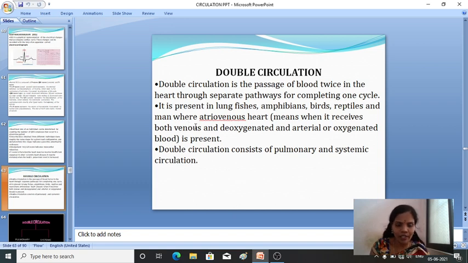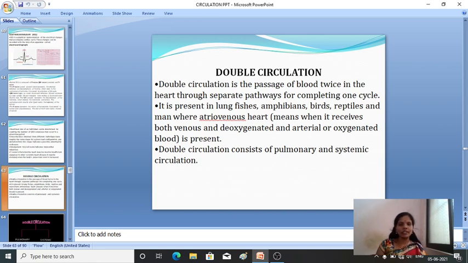It is present in lungfish, amphibians, birds, reptiles and man. Whereas in the atriovenous heart, both venous, deoxygenated blood and arterial, oxygenated blood are present. Double circulation consists of pulmonary and systemic circulation.